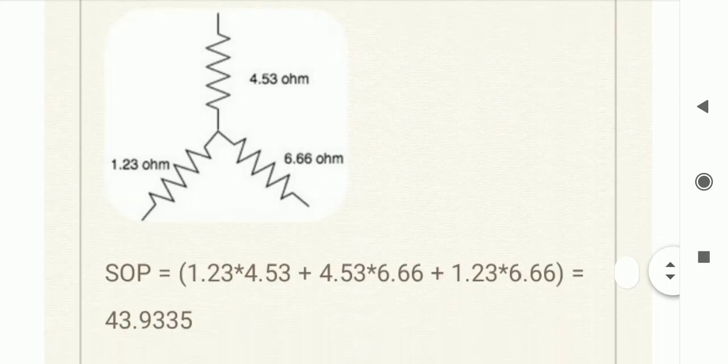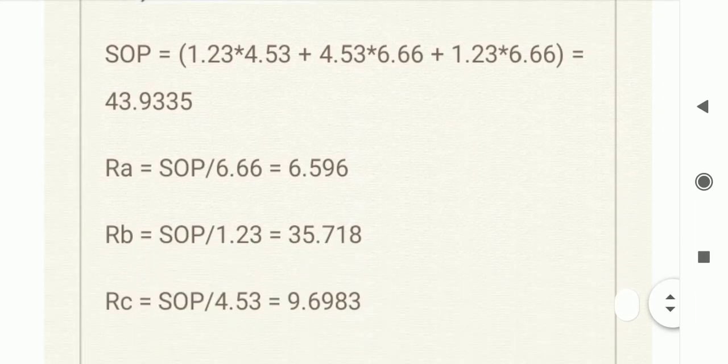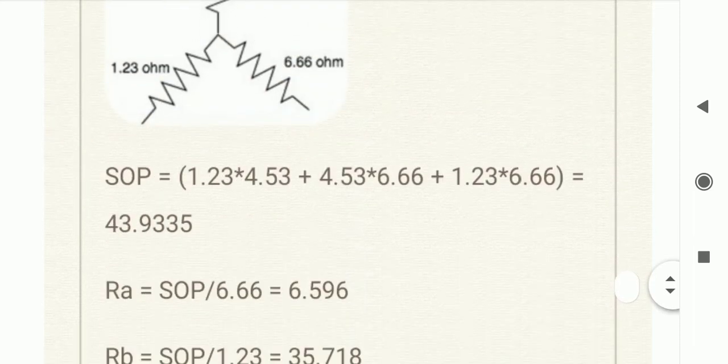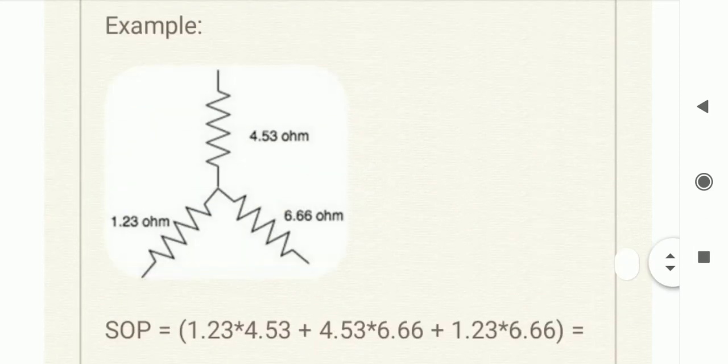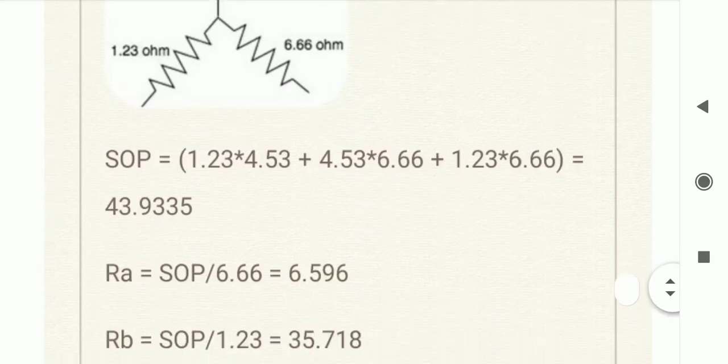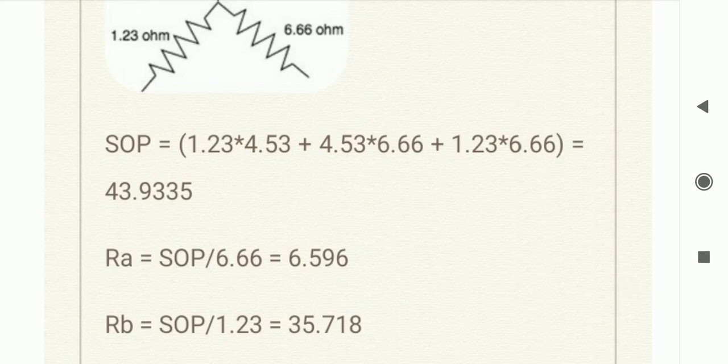Then if we want to calculate the resistances of the delta network, we apply the second step, that is, divide the SOP with the opposite branch resistance. So the SOP is 43.9335. If we want to find RA, that is the resistance between 1.23 and 4.53, the resultant will be 6.596.